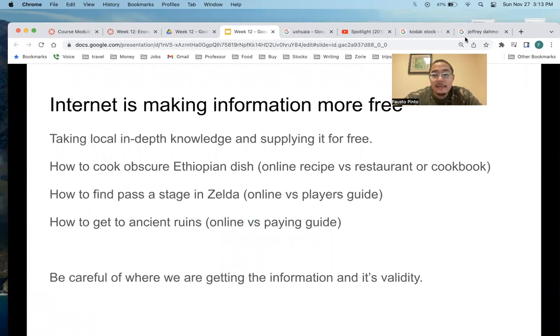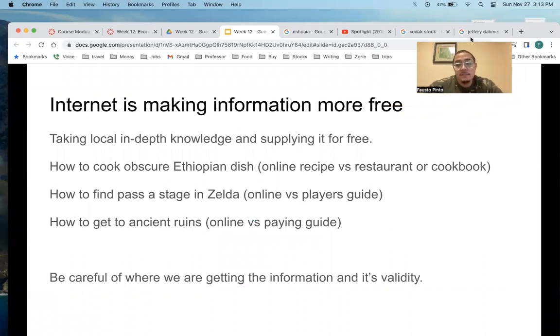So the internet is making information more free. We talked about this throughout the semester. It's taking local in-depth knowledge and supplying it for free. Think about how I wanted to cook an obscure Ethiopian dish. I have no idea. I have to go to Barnes & Noble and buy a cookbook. I have to go to a restaurant and eat it. Now I just look online, copy it, make it at home. Think about the economics of that implication. The restaurant's losing money. The cookbooks are losing money.